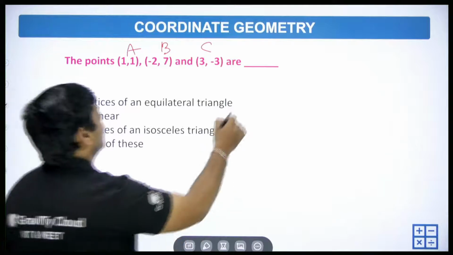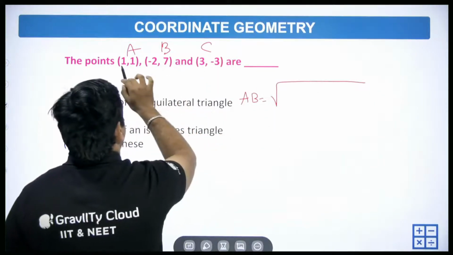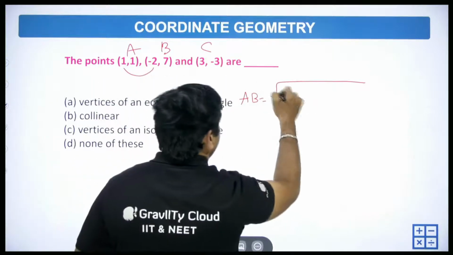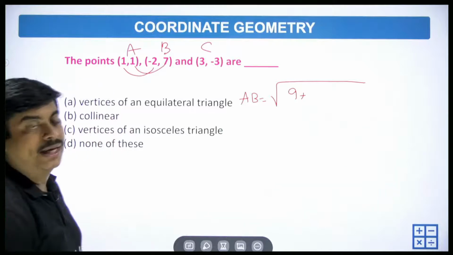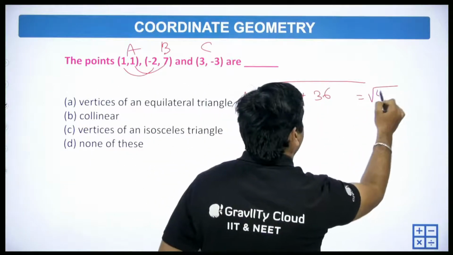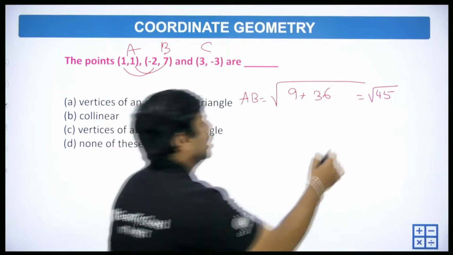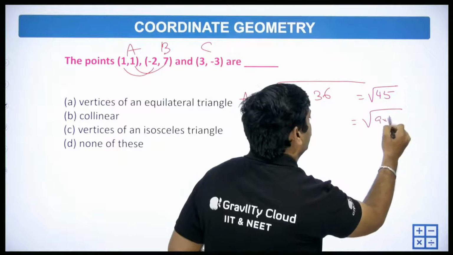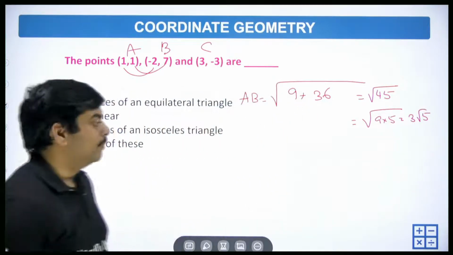So what is AB? AB distance is equal to root over (x2 minus x1) whole square plus (y2 minus y1) whole square. 1 minus of minus 2 whole square is 3 square, 9, plus 1 minus 7 is minus 6 square, which is 36. 36 plus 9 will give you root over 45. You can leave it like this, or you can write as root over 9 into 5. So that becomes 3 root 5.